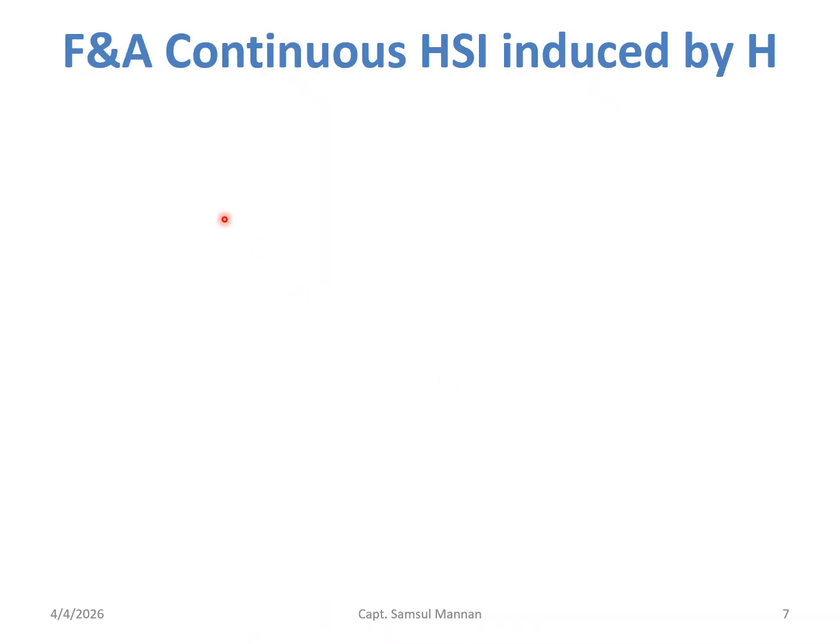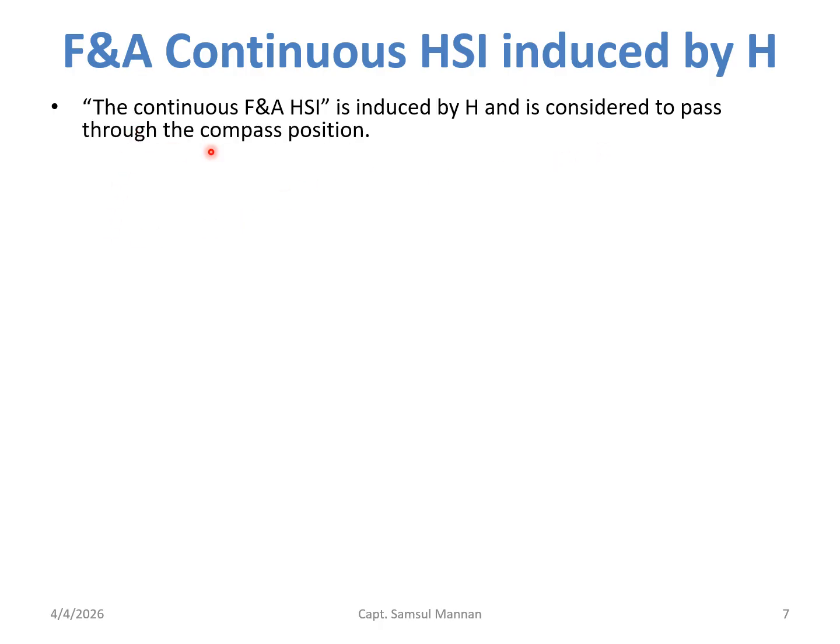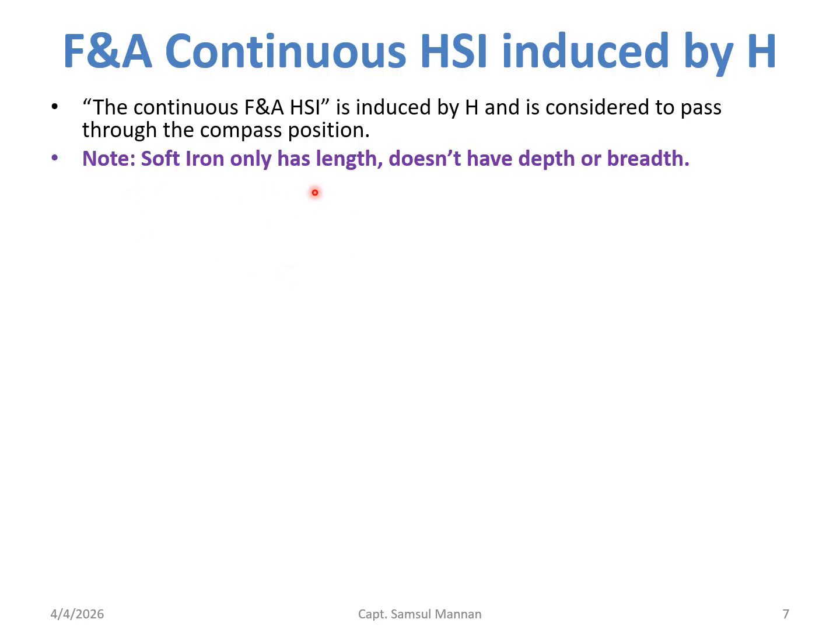Let's start with the fore and aft continuous horizontal soft iron induced by H. The fore and aft continuous HSI is induced by Z, and it is considered to pass through the compass position. To understand its effect, we need to keep in mind one important thing: this soft iron has only length. It is a one-dimensional object. We have to assume that it doesn't have any depth or breadth, and it will help us to understand the soft iron better.